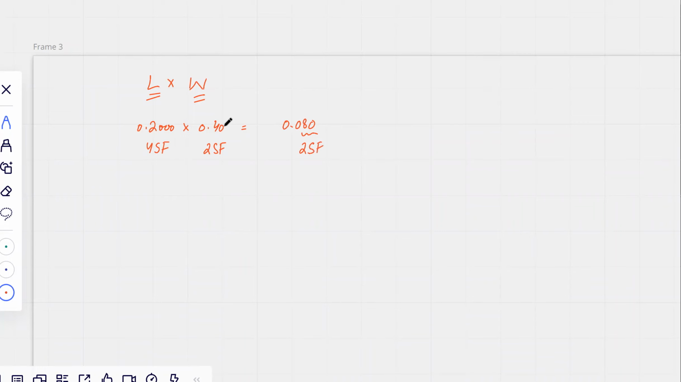Okay, if in a question you've got multiple values and each value has a different accuracy, use the least one. Your answer cannot be more accurate than the least accurate value.